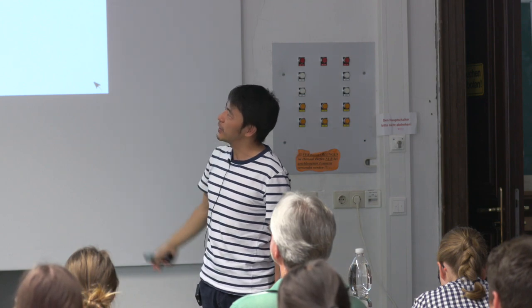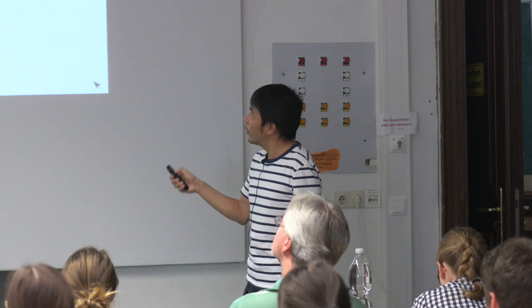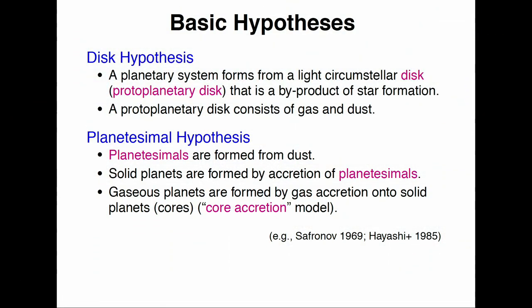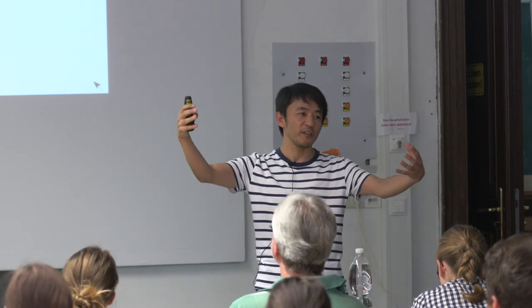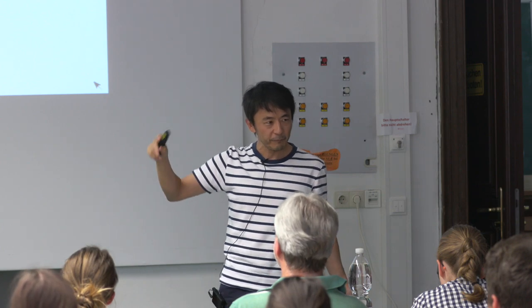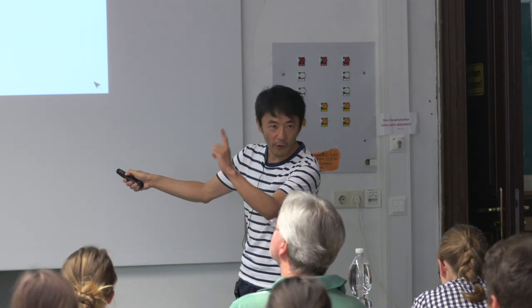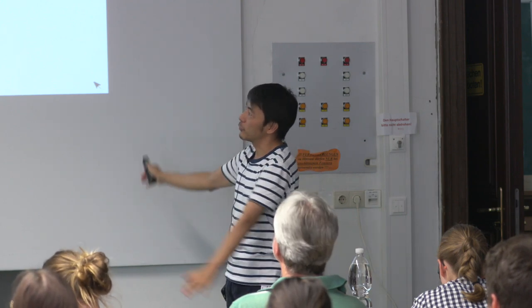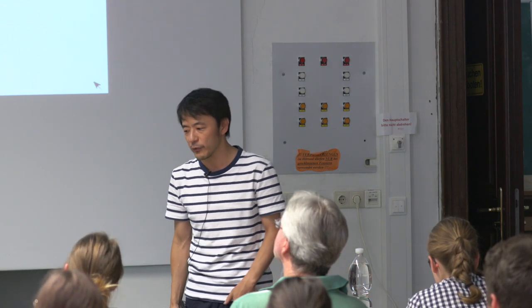The second hypothesis is called the planetesimal hypothesis. From only the dust of the disk, planetesimals are first formed somehow. And solid planets, like terrestrial planets and ice giants, are formed by accretion of these planetesimals. To form gas giants like Jupiter and Saturn, first relatively large solid planets, cores, are formed by accretion of planetesimals. Then the core becomes big enough to capture gas from the protoplanetary disk by its self-gravity. So the formation of gas giants is two-step: first we form the core, then the core accretes gas.